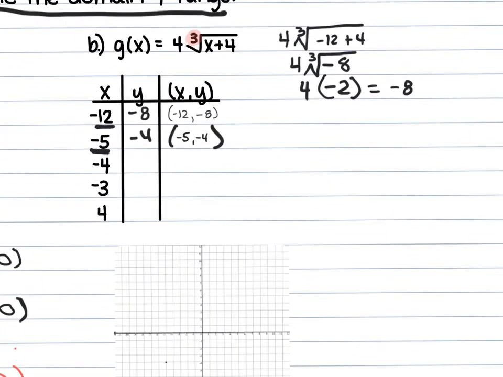I'm going to plug in negative 4. So we do 4 times the cube root of negative 4 plus 4. And what is negative 4 plus 4? 0. That's 0. And what is the cube root of 0? 0. And what is 4 times 0? 0. So we get negative 4, 0.